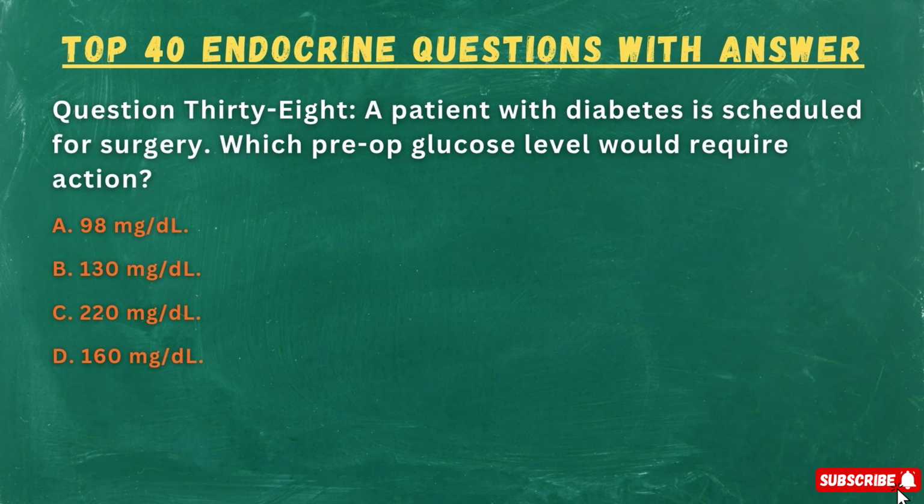Question 38. A patient with diabetes is scheduled for surgery. Which pre-op glucose level would require action? A. 98 mg per deciliter. B. 130 mg per deciliter. C. 220 mg per deciliter. D. 160 mg per deciliter. Answer: C. 220 mg per deciliter.